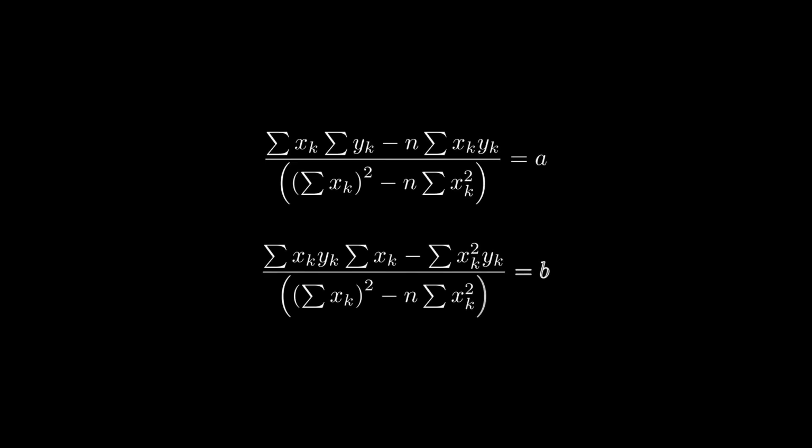But the main point is we now have definite values for a and b, which are optimal, which minimize the value of s. And now all that's left to do is put the puzzle together.